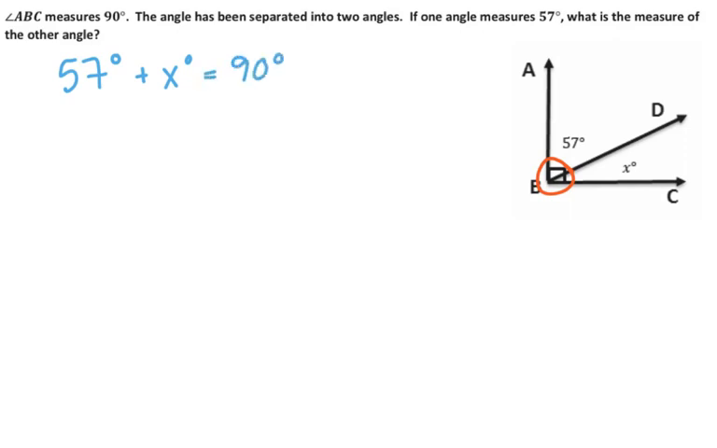And now we can solve. So we're going to subtract 57 from both sides, because remember, whatever you do to one side, you have to do to the other. So x is equal to 33 degrees. So our angle measure for x is 33 degrees.